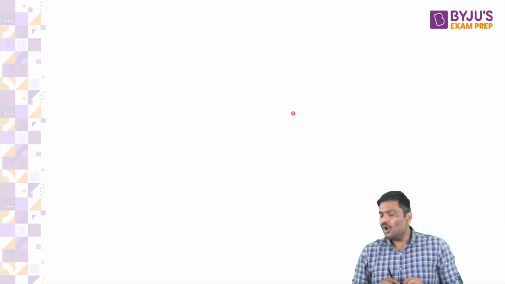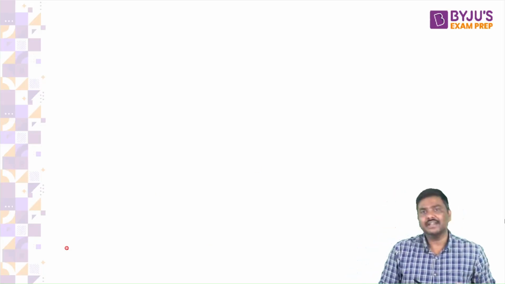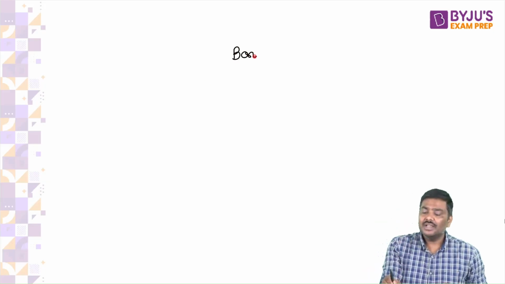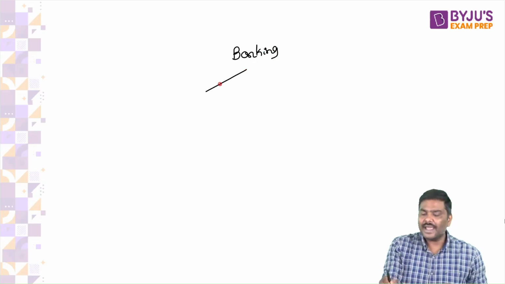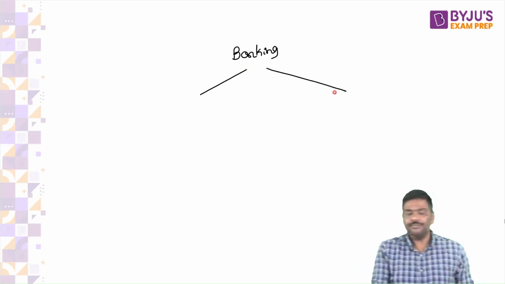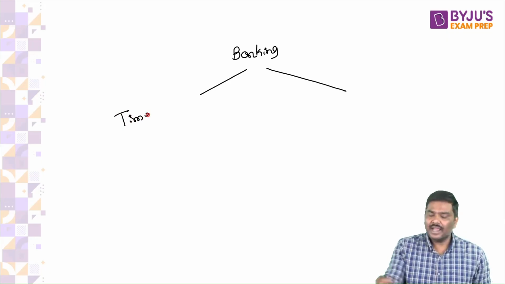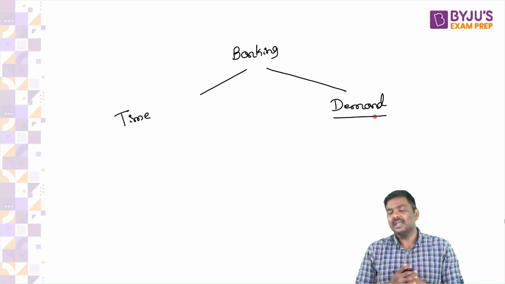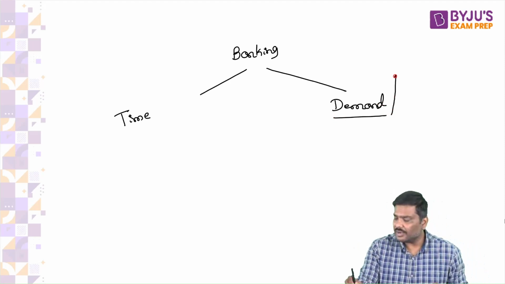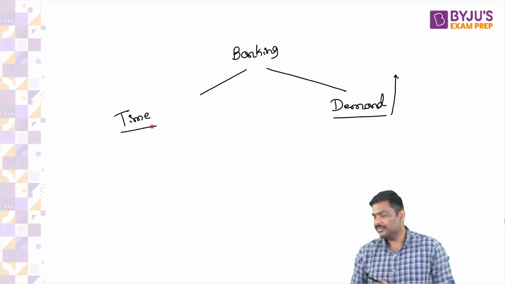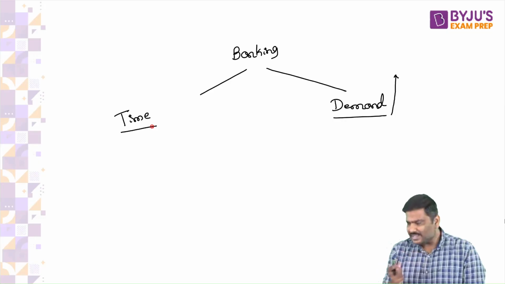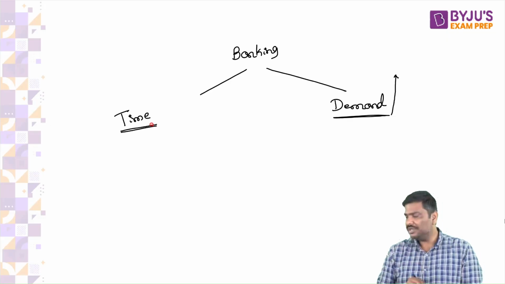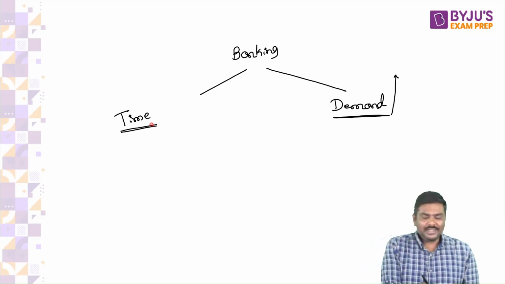Now, point number two that I want to discuss here is that all the deposits in the banking sector do not have the same liquidity. For example, if there is a time deposit and a demand deposit, can I simply say the demand deposit has higher liquidity compared to time deposit?